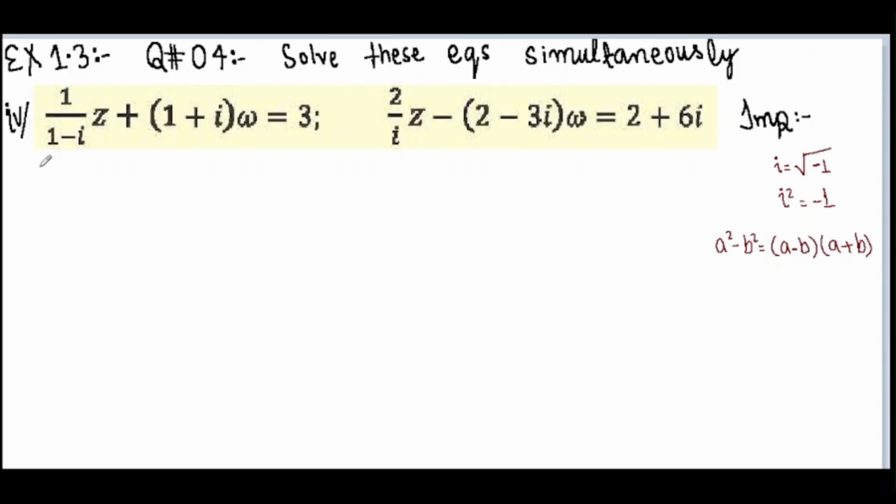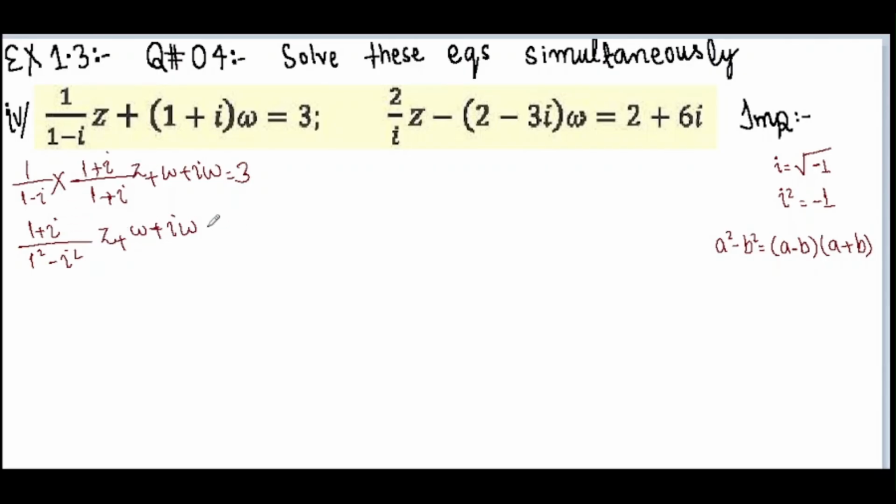So we get 1 by (1 minus iota). How do we rationalize it? We multiply and divide it by the conjugate of the complex number in the denominator, and its conjugate is 1 plus iota, divided by 1 plus iota. Plus 1 into w is w plus iota w, equals 3. So 1 into (1 plus iota) is 1 plus iota, whole divided by (a minus b) into (a plus b), which is equal to a squared minus b squared, where a is 1 and b is iota. So 1 squared minus iota squared, z is missing here, plus w plus iota w equals 3.